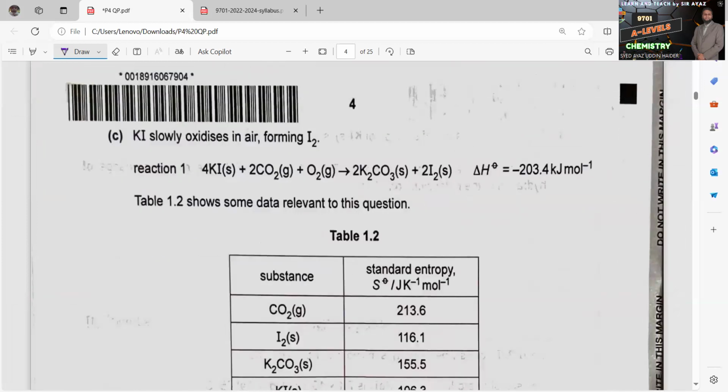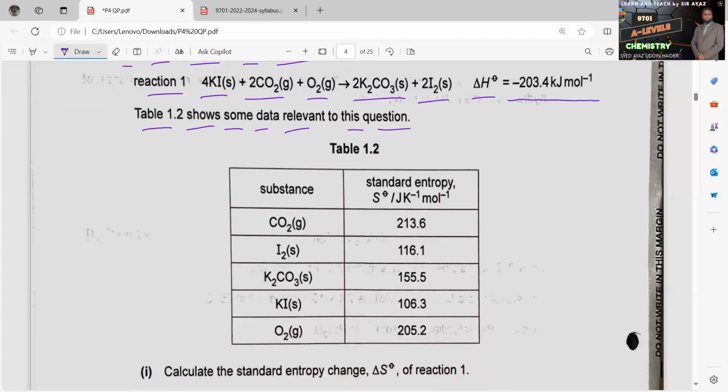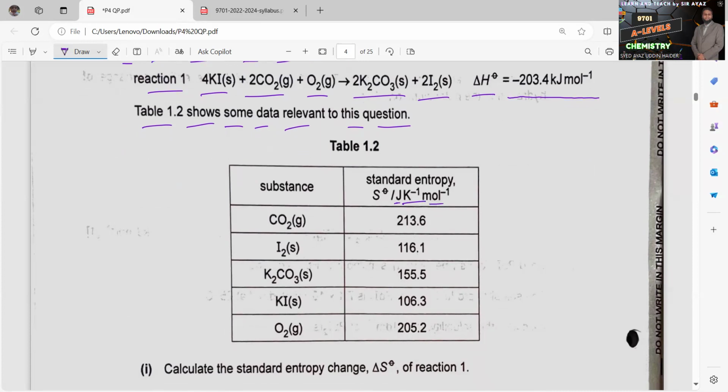Part C. KI slowly oxidizes in air forming I2. Reaction 1, 4KI plus 2CO2(g) plus O2(g) gives 2K2CO3(s) plus 2I2(s). Delta H for this reaction is minus 203.4 kilojoule per mole. Table 1.2 shows some data relevant to this question. Remember, the standard entropy is given in joule per Kelvin per mole for this.